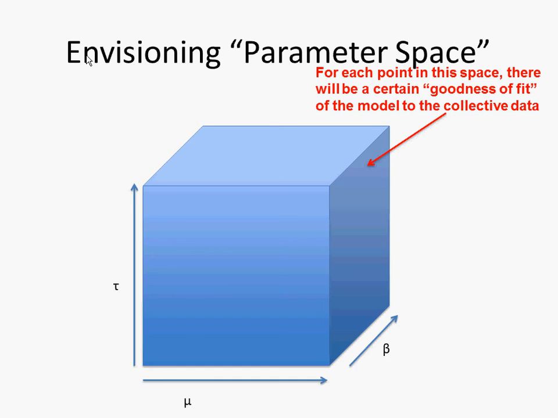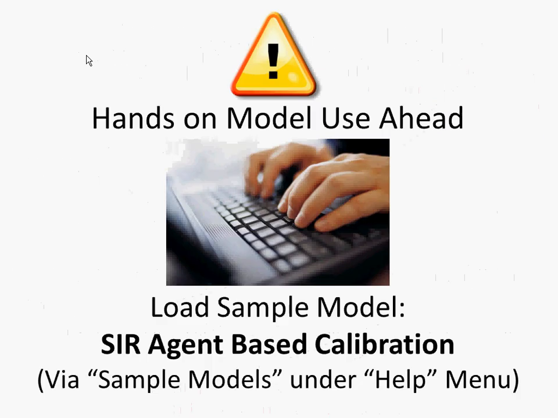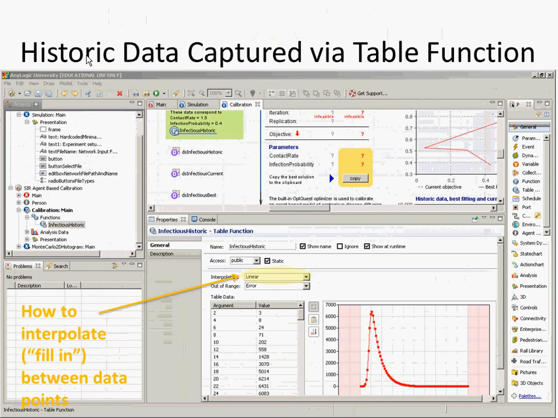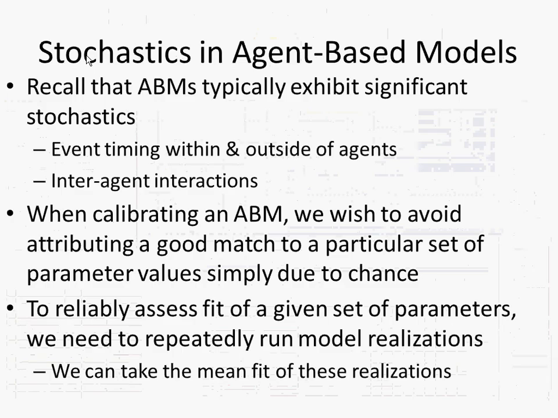Okay, so let's talk about this here. How are we going to deal with this? Well, these stochastics are quite well rooted. We can't just suppress them. In calibrating an agent-based model, we want to avoid attributing a good match to a set of parameter values simply due to chance, or ruling out some due to chance. To reliably assess, we're going to go to the Monte Carlo strategy. We're going to run this model multiple times over for a given set of parameter values, run multiple realizations with different random number seeds. And then, for example, we may take the mean fit of these realizations.